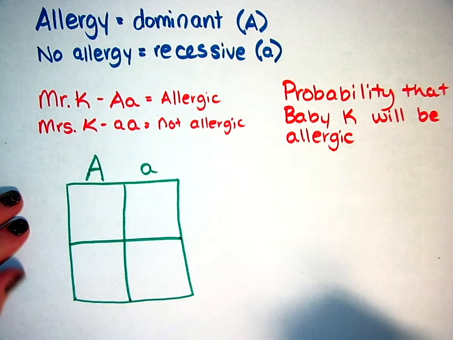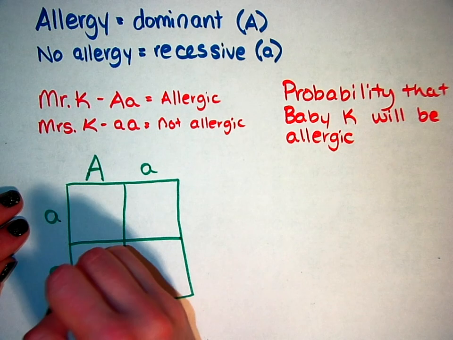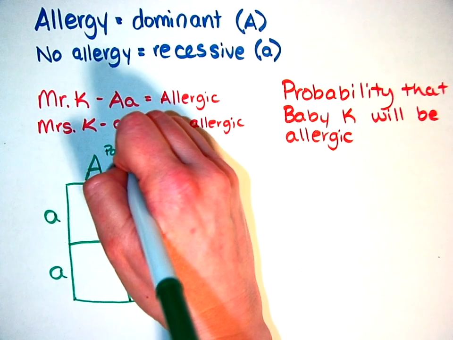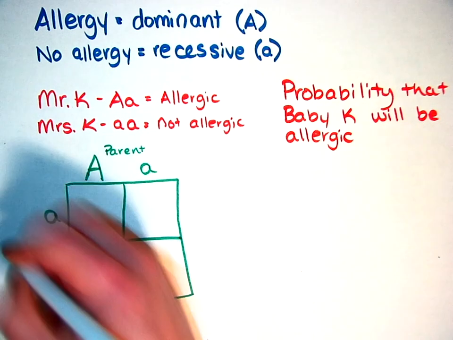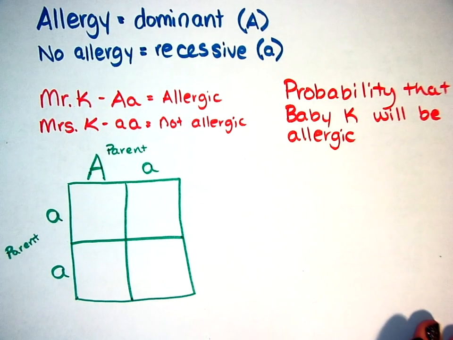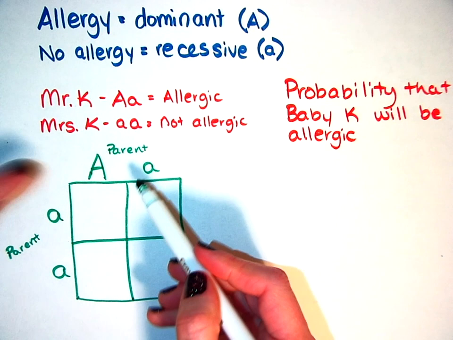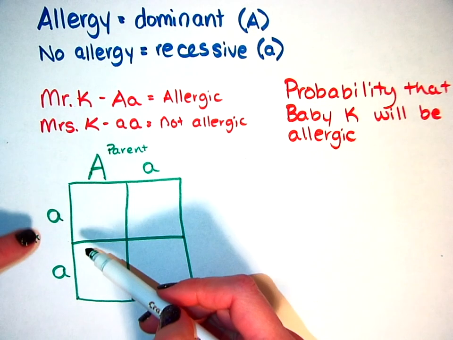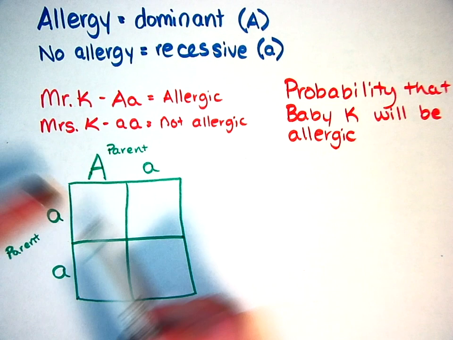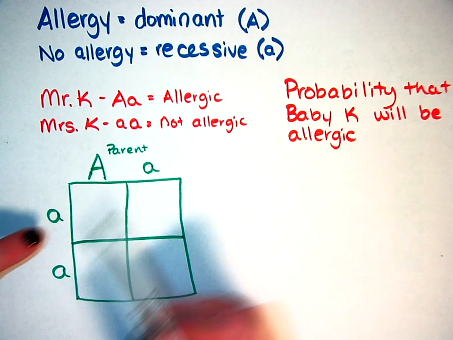Big A, little a, and then I am little a, little a. So we've put one parent on top and one parent on the side. Remember, the reason we have this is because our baby is going to get one copy of each allele, one copy of this allele from each parent.